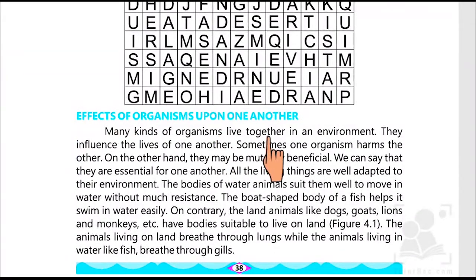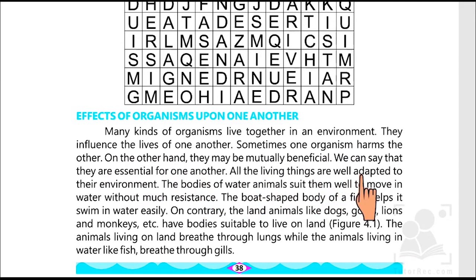Effects of organisms upon one another. Many kinds of organisms live together in an environment. They influence the lives of one another. Sometimes one organism harms the other. On the other hand, they may be mutually beneficial. We can say that they are essential for one another.